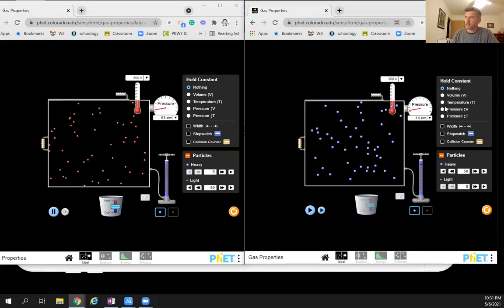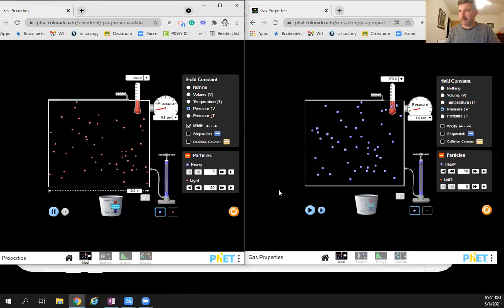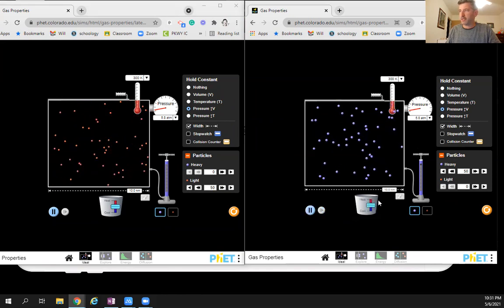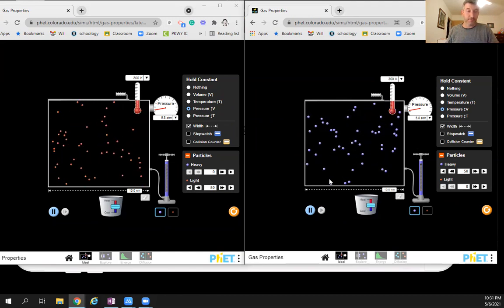So if I show you this real quickly here, we're going to allow the volume to change, and we're going to hold the pressure constant. And what I'm going to do is add a couple of light particles here, and I'm going to put the width on to show you how wide this little box is. So right now the width of the box is 10 nanometers. And because this is a two-dimensional picture, the width basically substitutes for the volume.